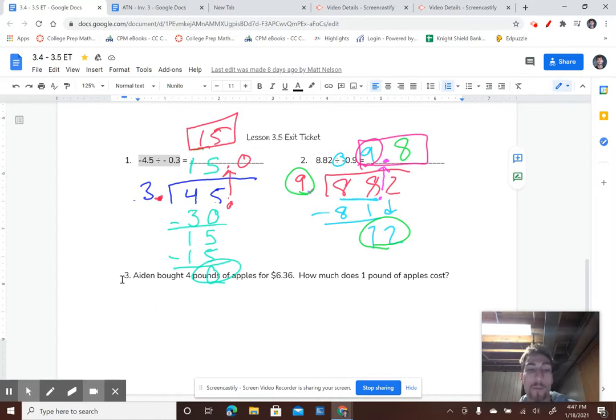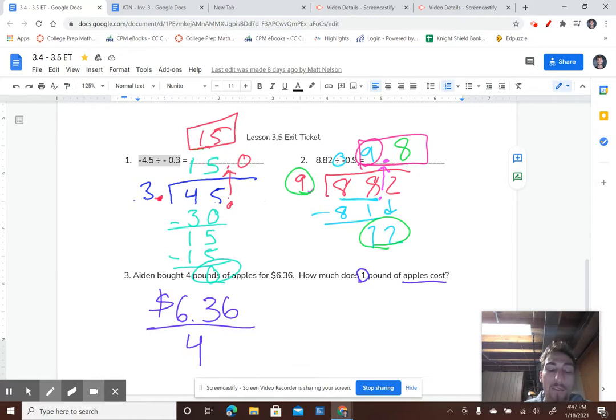All right, now we're looking at problem 3. Aiden bought 4 pounds of apples for $6.36. How much does 1 pound of apples cost? All right, we're going to get into this next week. This is something called a unit rate. And so here we're trying to find the price per pound. And so here, if we have 4 pounds for $6.36, I'm going to divide that by the number of pounds.